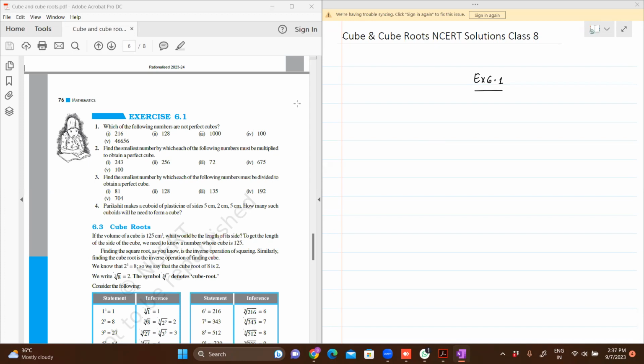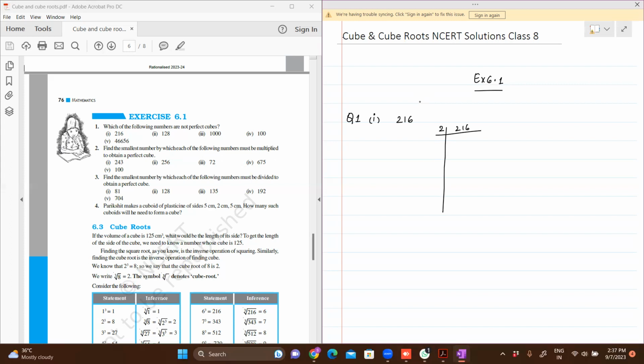So the very first question says, which of the following numbers are not perfect cubes? I'm just solving the very first part of it. Let's check 216 first of all. For this, we need to find the prime factorization of 216. Let's quickly find it.